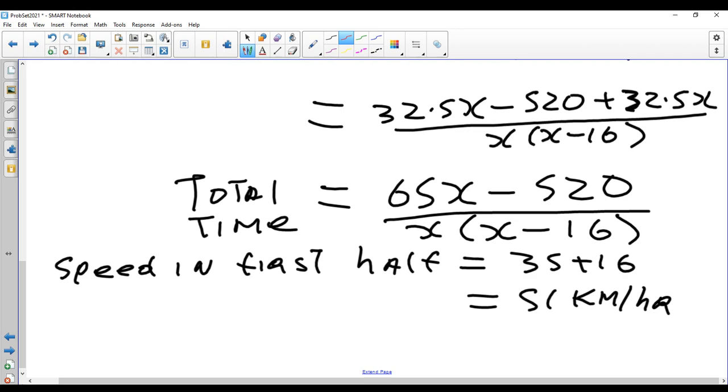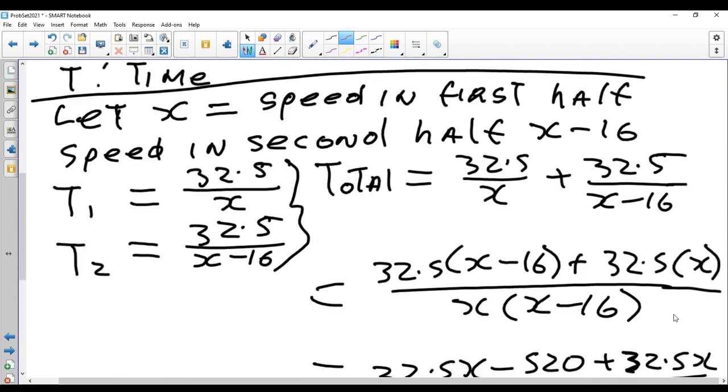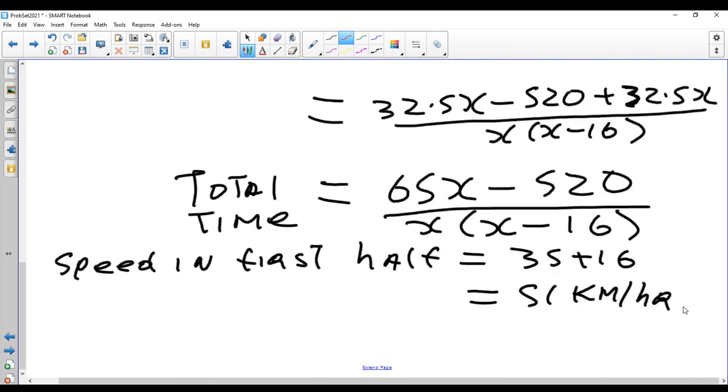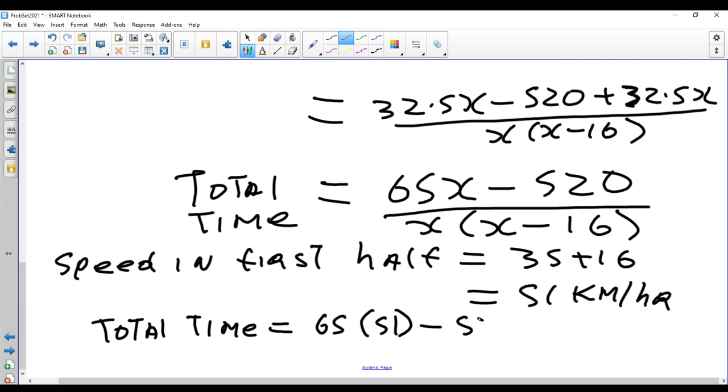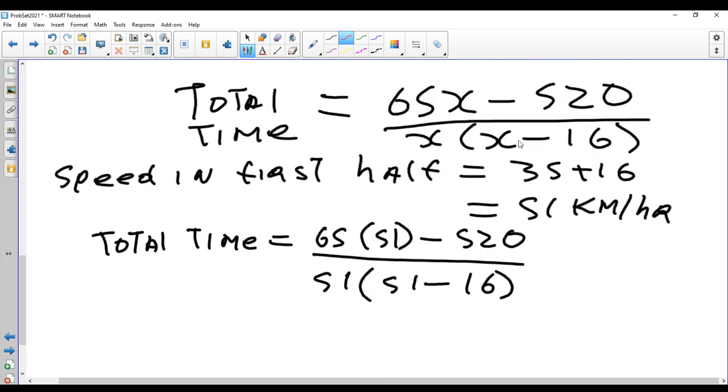This is the x that we're going to put in, because the x that we had in the equation was the speed in the first half. So now we can figure out the time, because we have an equation for time. We're going to say that the total time using this formula is equal to 65 times 51 minus 520, divided by 51 into 51 minus 16, because that's what our equation says. Anywhere I had an x, I put 51.